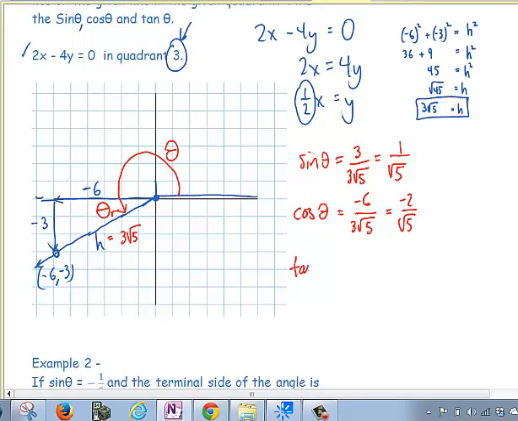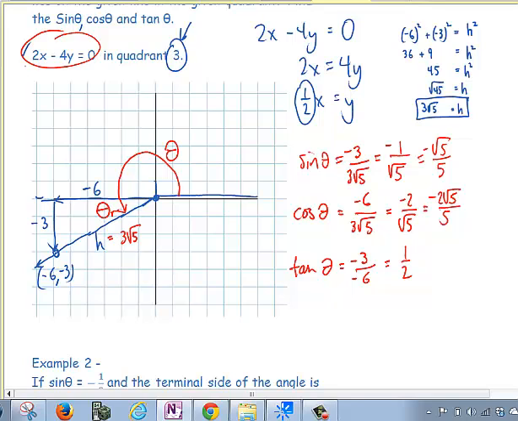The tangent of theta is equal to -3 over -6, which will be 1/2. I should rationalize my fractions. And sorry, this should be negative, and this would be negative. So this would be negative. And then this one here would be -2 root 5 over 5. Those would be my 3 trig ratios if they give me an equation of a line.